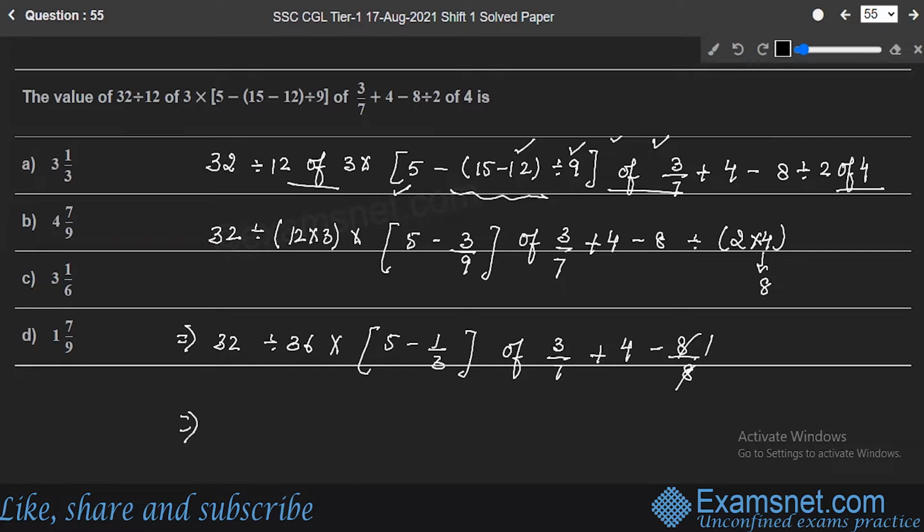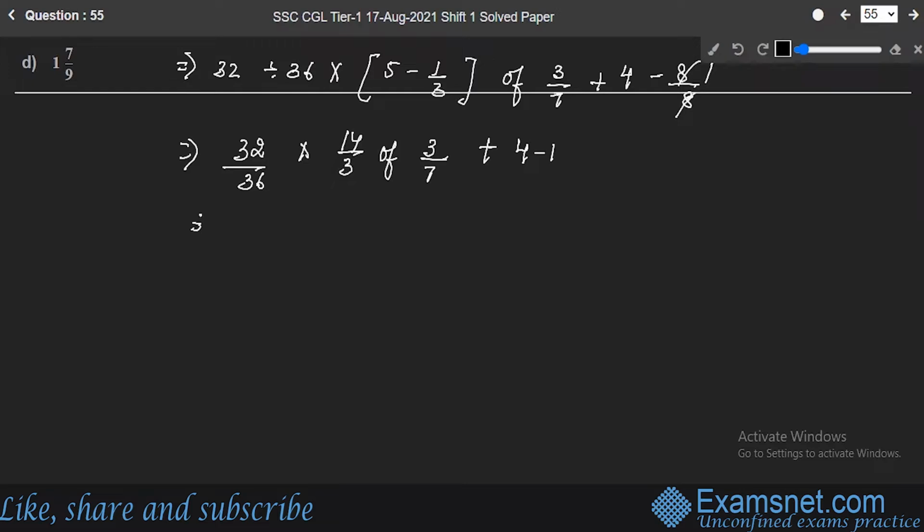Now the things are very much clear. 32 divided by 36 multiplied by 5 minus 1 by 3. This will give you 14 by 3 of 3 upon 7 plus 4 minus 1. Right? So this will become 8 upon 9 multiplied by, this "of" simply means multiplication. So easy, plus 4 minus 1 just gives you 3. So they are all the multiplication thing.